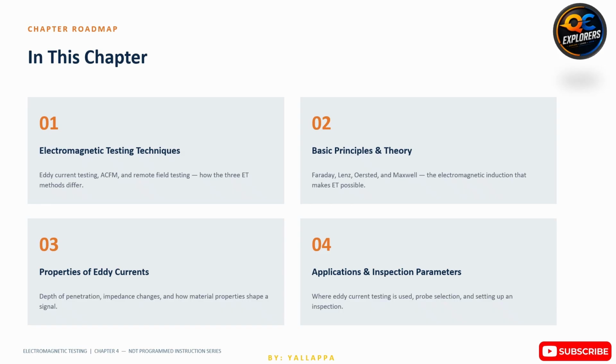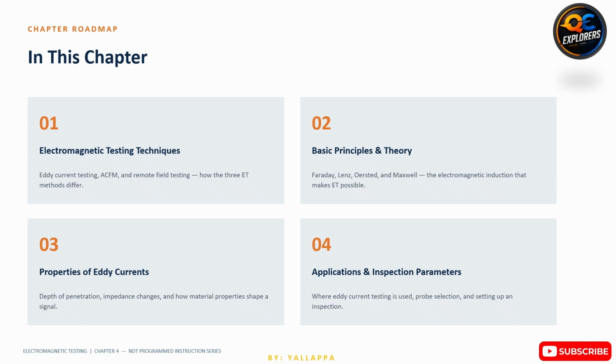The third section examines the properties of eddy currents. We'll explore how eddy currents behave once they are induced into a conductive material. Important topics include the depth of penetration, the influence of electrical conductivity and magnetic permeability, and how these factors affect signal response. We'll also explain impedance changes and how inspectors use these changes to identify cracks, corrosion, material thinning, and other discontinuities.